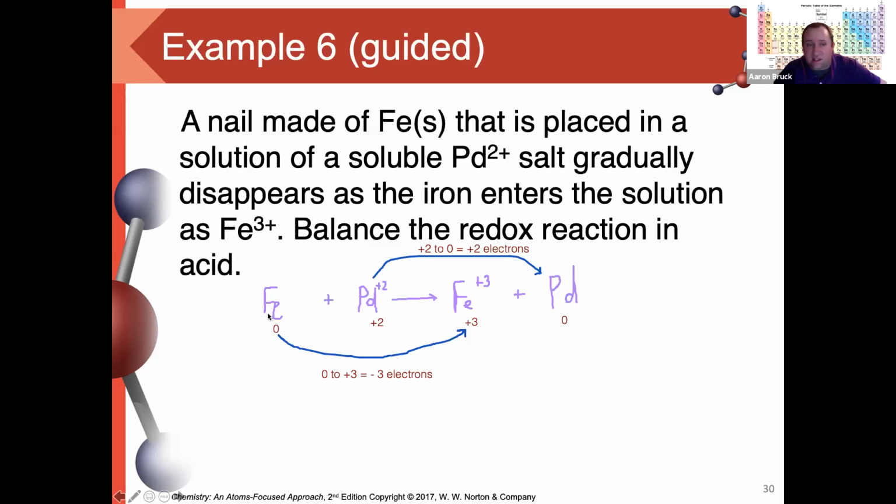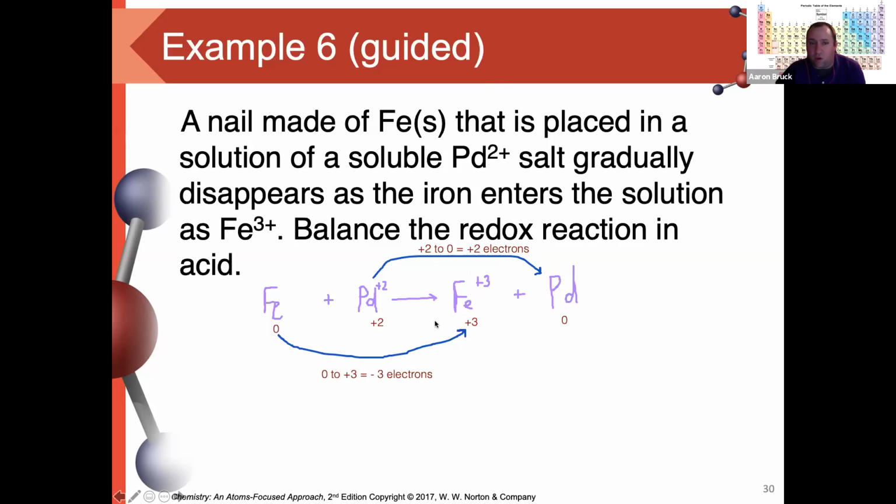Now, in this case, since I have 1 of each of these, I don't have to do anything else with it. The total movement of electrons is the same as the change of oxidation numbers. The only thing that is left to do is balance out the movement of these electrons. I have 3 electrons being lost by the iron, but only 2 electrons coming back to the palladium. So the way to handle this is using a lowest common multiple. The lowest common multiple between 3 and 2 is 6.